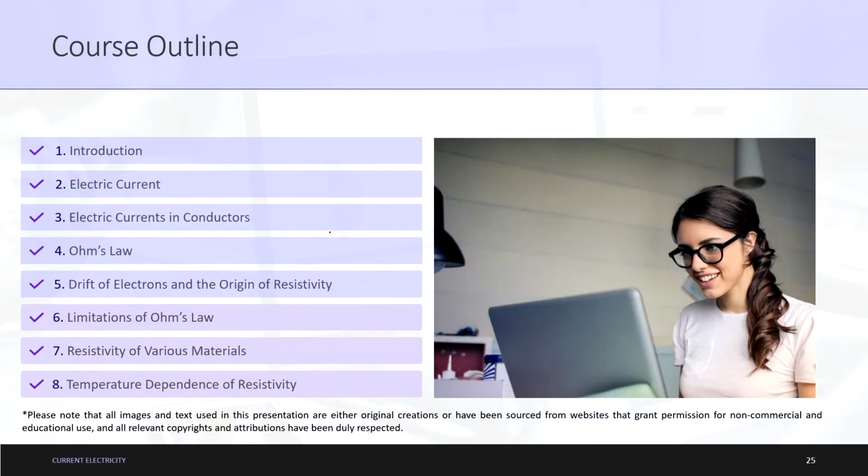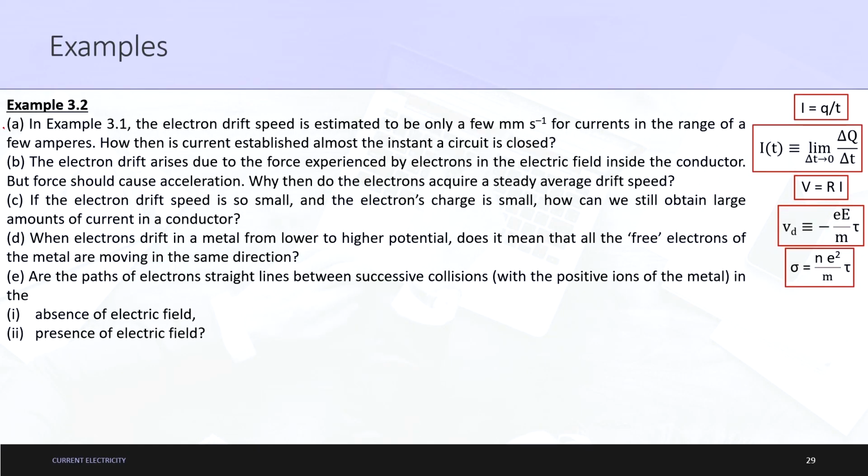So right now we are on the fifth concept, that is drift of electrons and the origin of resistivity. Let's look over this discussion here. The A and B parts were explained in the previous lecture. Let's move on with the C part. So what does that C part say?